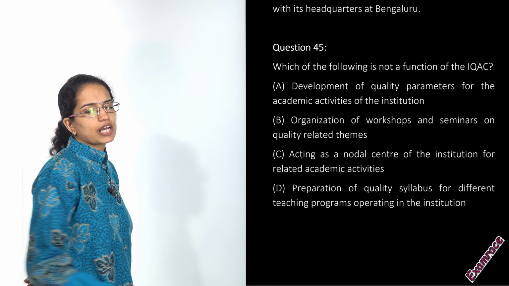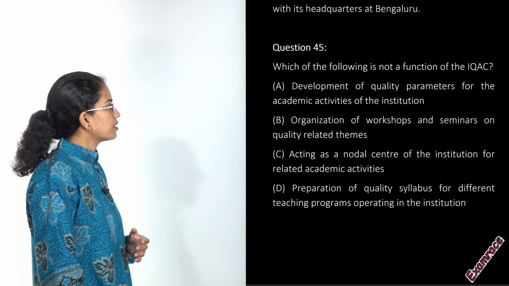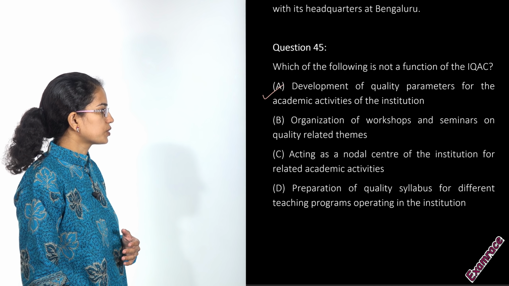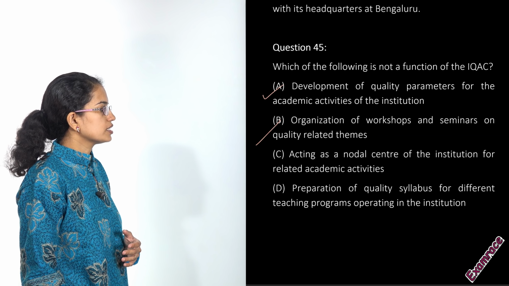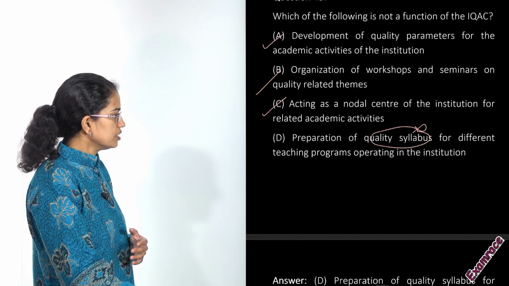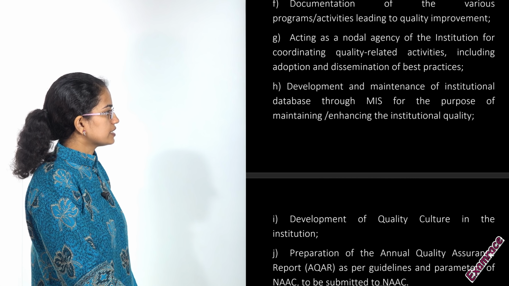Under NAAC you have the IQAC, that is the Internal Quality Assurance Cell, and this talks about the quality parameters for academic activities, workshops and seminars and the nodal activities. It does not focus on the syllabus. So A, B and C are the correct choices here. So you have all the functions that are there for the internal quality cell that's being given.